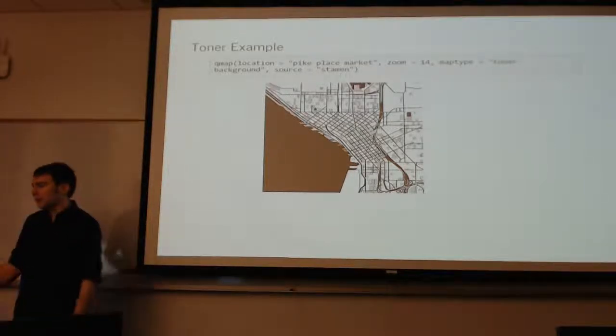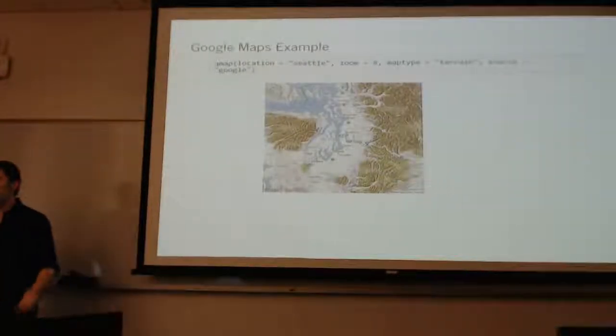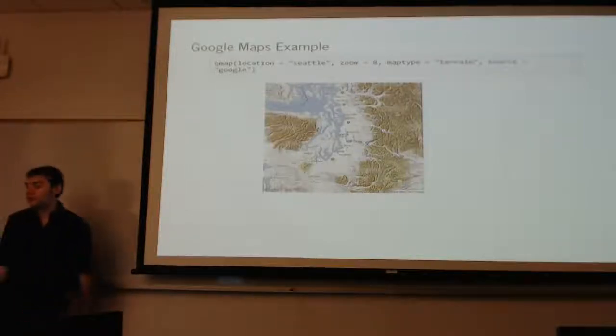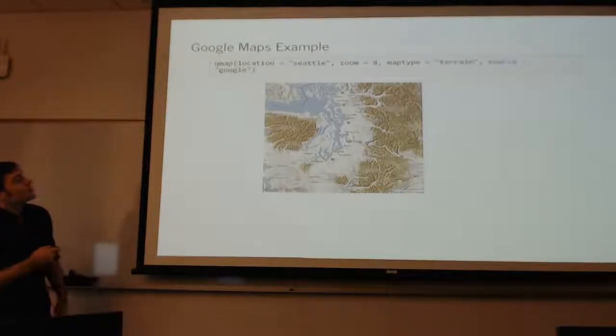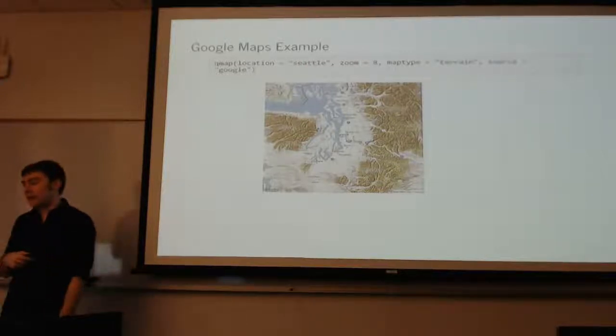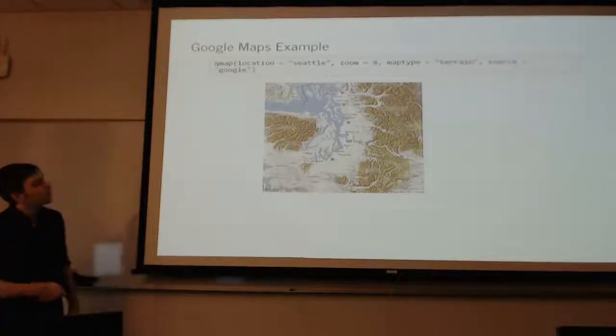So anyway, here's an example using Google Maps, a terrain map. Here I just said location Seattle, but I zoomed all the way out to zoom 8, so it's giving me the entire Puget Sound area within Washington.